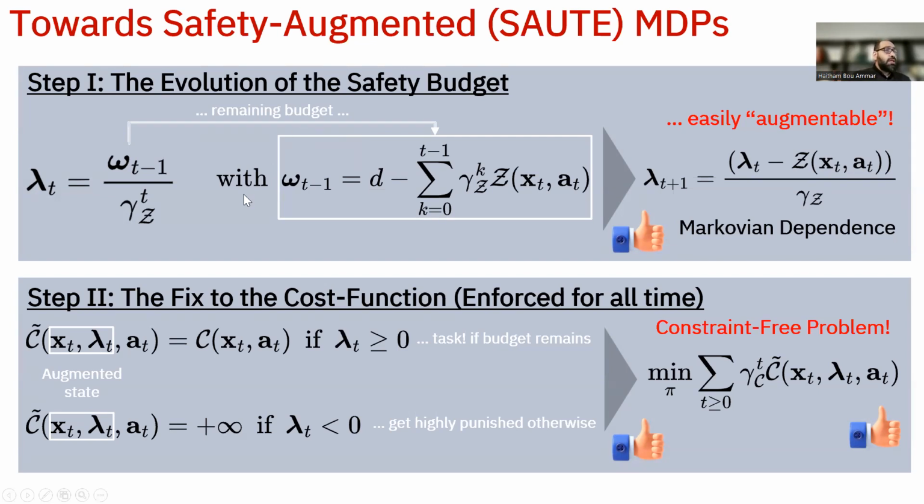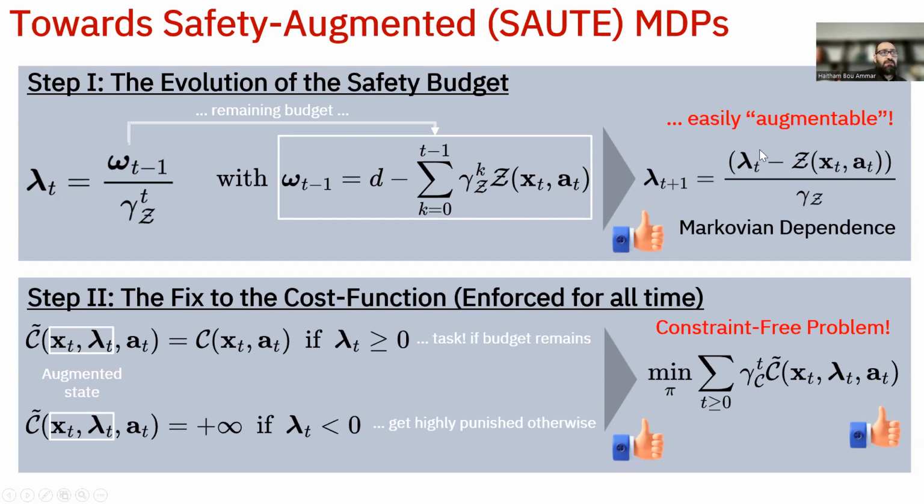So now I'm going to define my lambda t variable. I'm going to define that as omega t minus 1 divided by gamma z to the power t. Now why did I do all this? To show you that I can get a Markovian evolution of the safety budget. Because if I define the remaining safety budget like this, I can show you that lambda at time t plus 1 will depend on the lambda at time t.